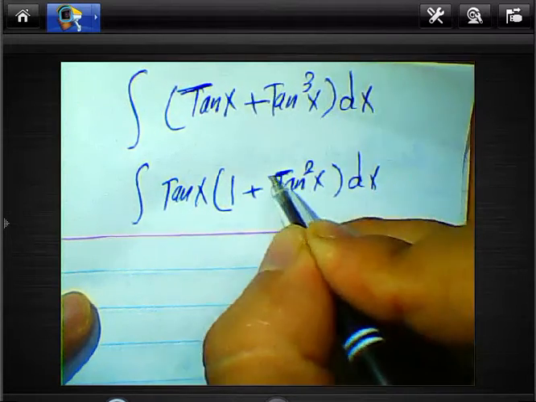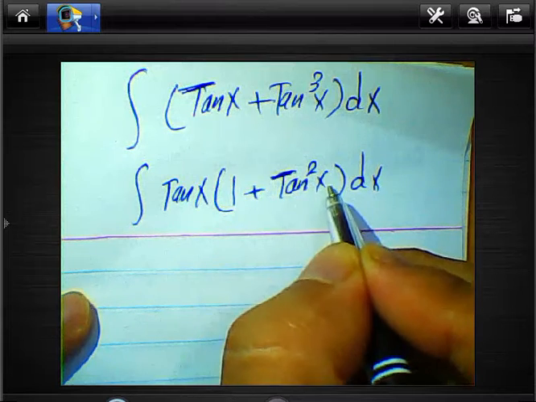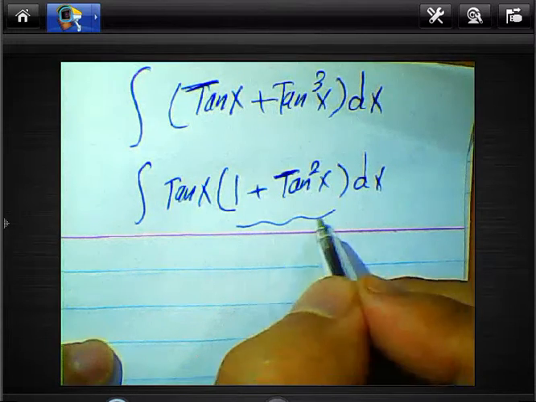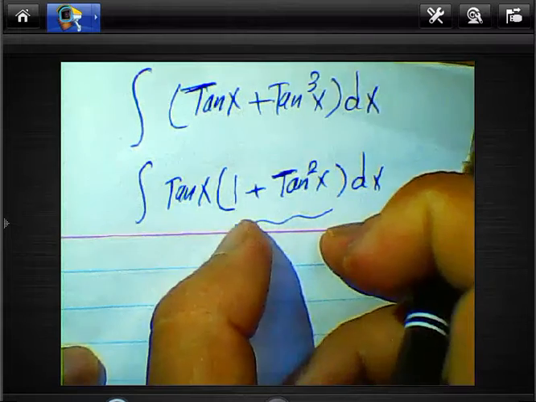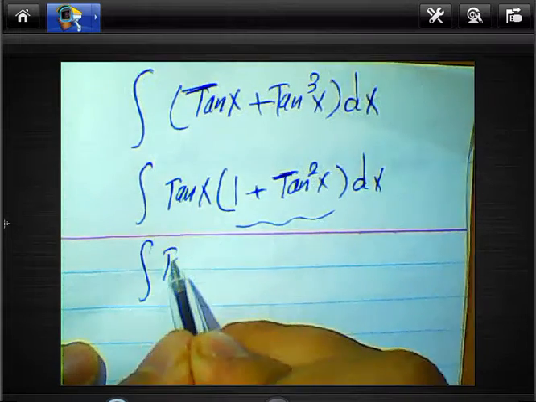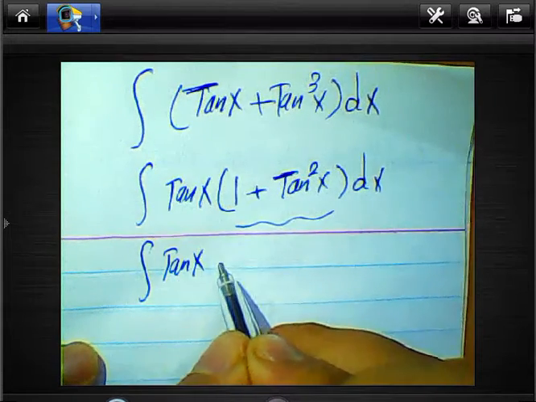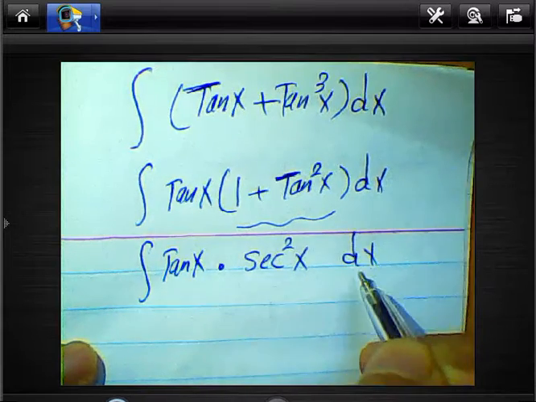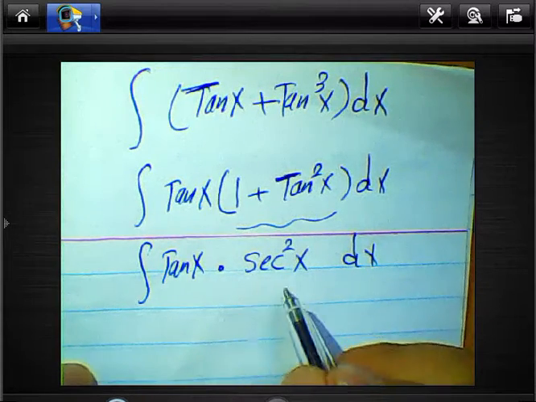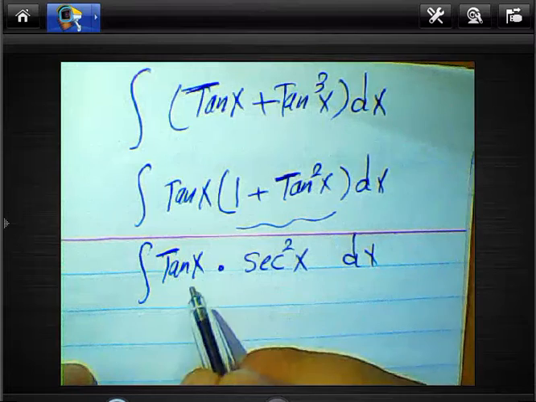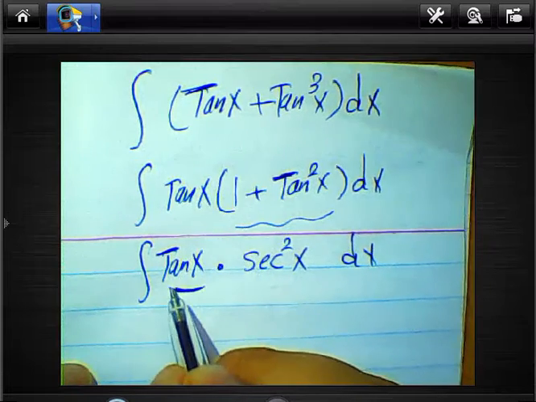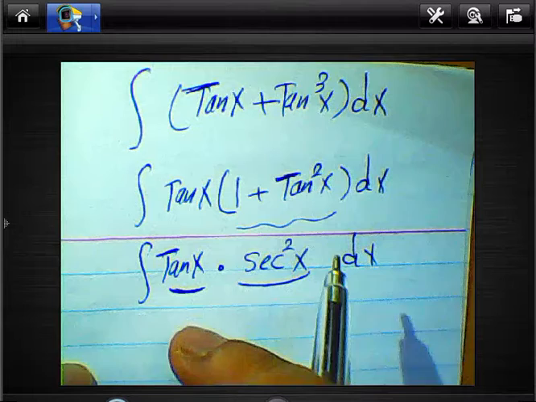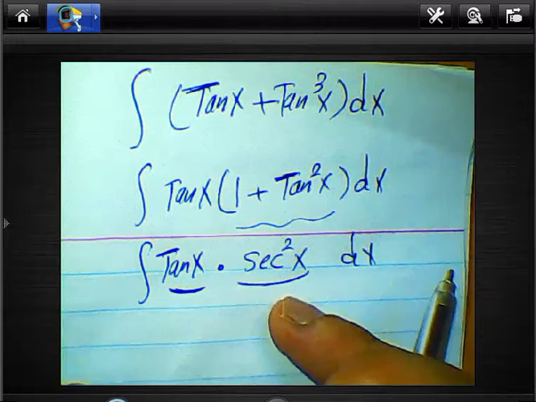We know 1 plus tan squared x will be sec squared x. We must know the identity about this expression, okay? So you must write tan x multiplied by sec squared x dx. What about this expression? We know the derivative of tan x will be sec squared x. So we have the function and the derivative of the function behind it.